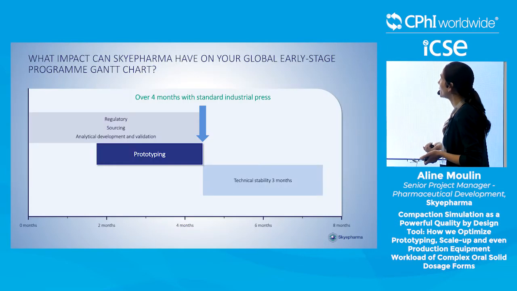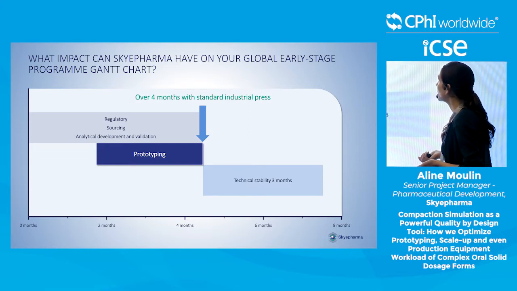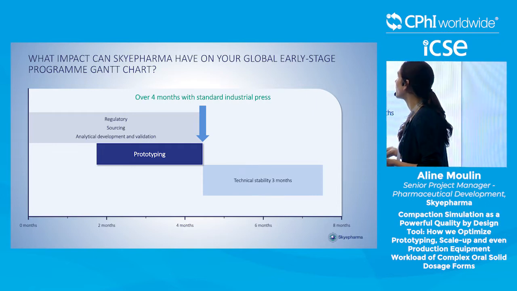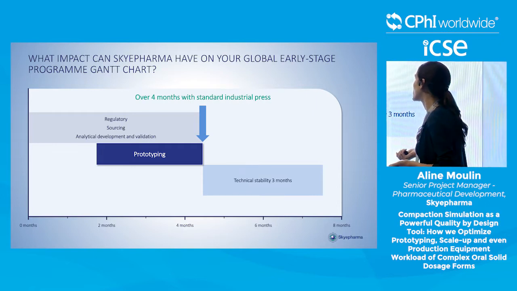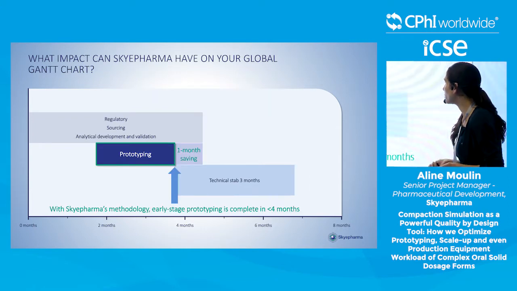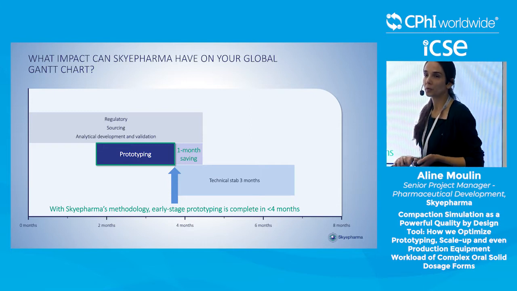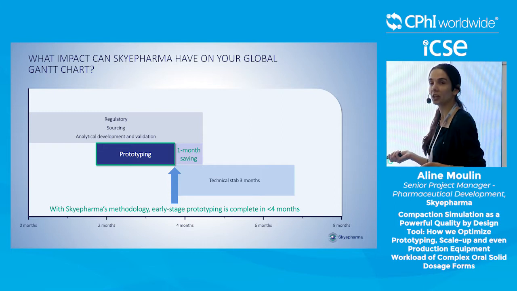What about real-world impact on your timelines? If you use a classical approach with an industrial press, your prototyping will take a bit over 4 months. With our methodology using compaction simulation, early stage prototyping will be complete in less than 4 months. That means 1 month saving.